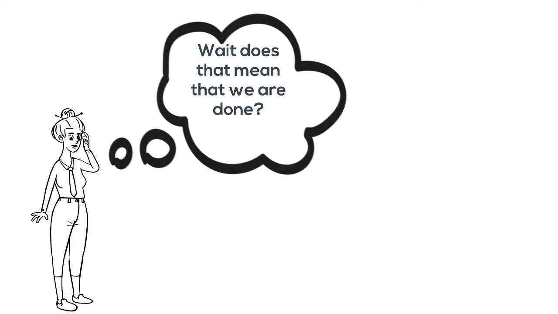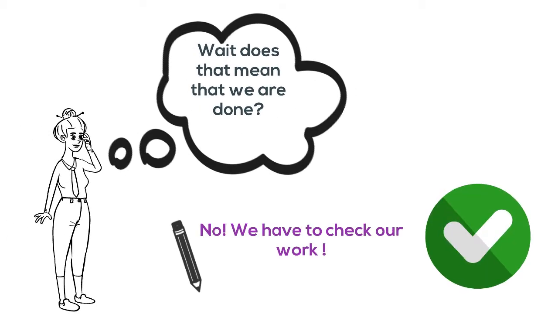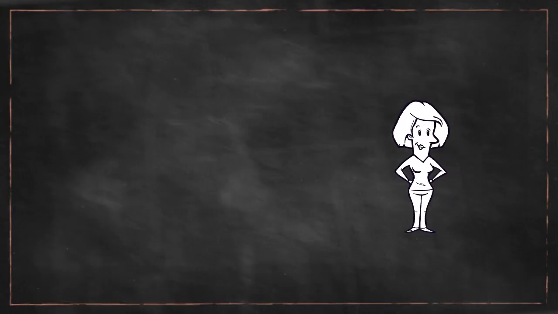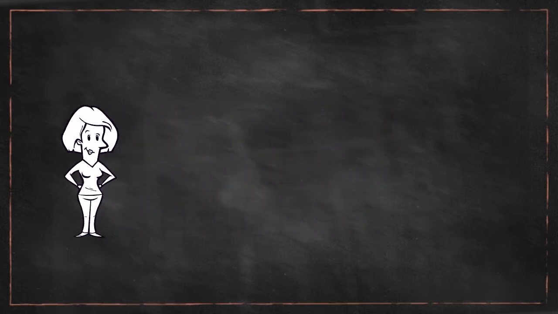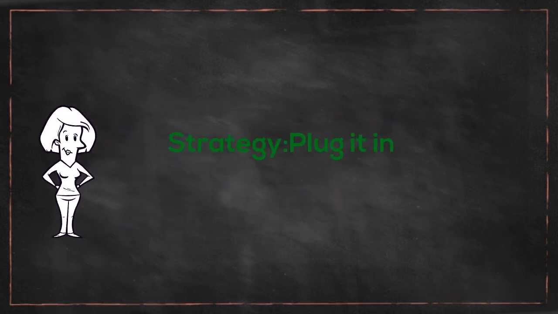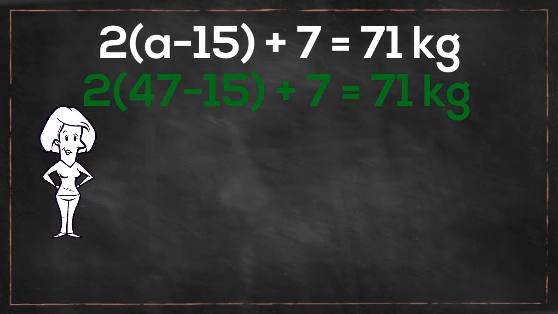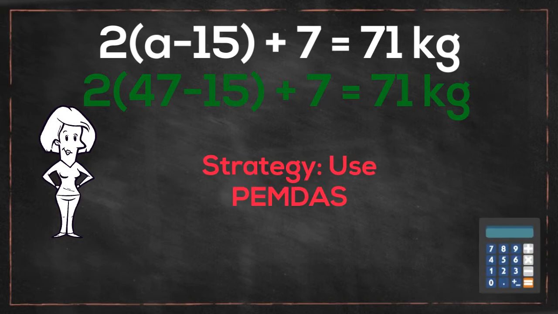Does that mean that we're done? No, we need to check our work. One strategy to check work is to plug in the answer. We know that A is equal to 47 kilograms. Plug 47 kilograms into the equation, so the equation now reads 2 times (47 minus 15) plus 7 is equal to 71 kilograms. Think about PEMDAS when you're answering this equation.